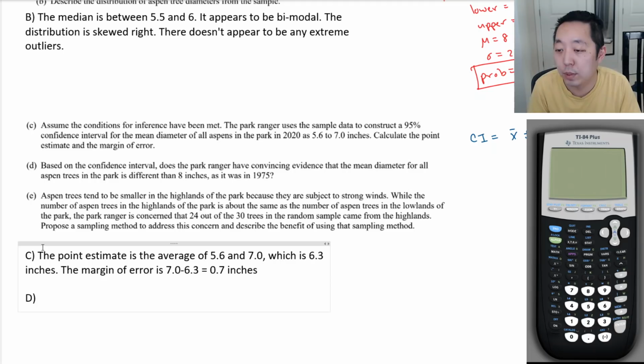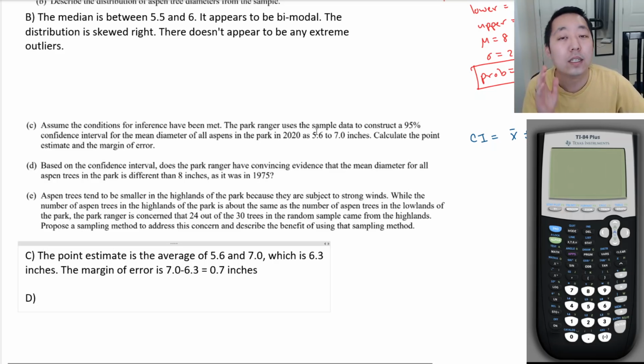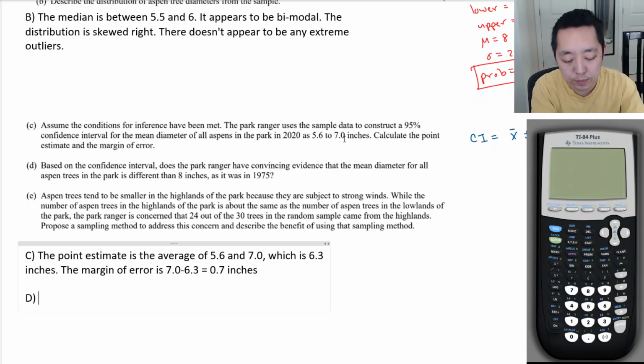D. Based on the confidence interval, does the park ranger have convincing evidence that the mean diameter for aspen trees in the park is different than 8 inches as it was in 1975? So, we have convincing evidence because what does the confidence interval tell you? It tells you you're 95% confident that the mean diameter is between here and here. The population mean is between there. So, I would write that out maybe, just to explain that.